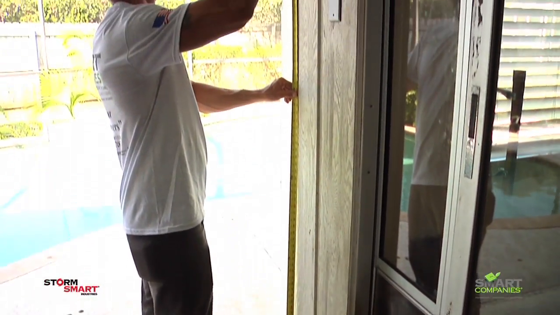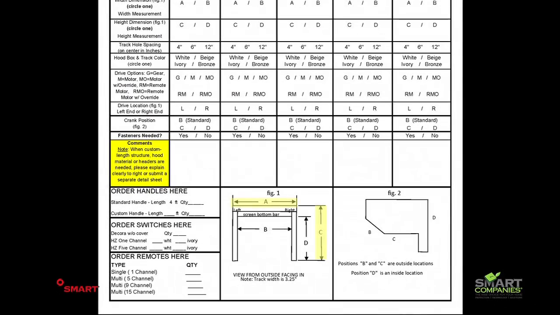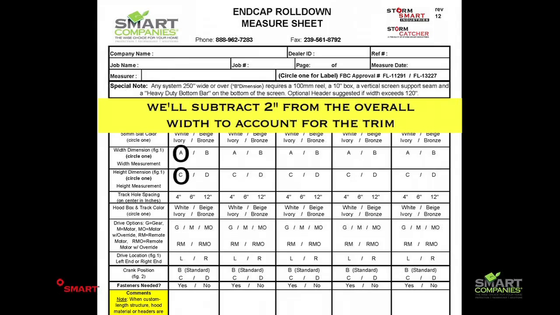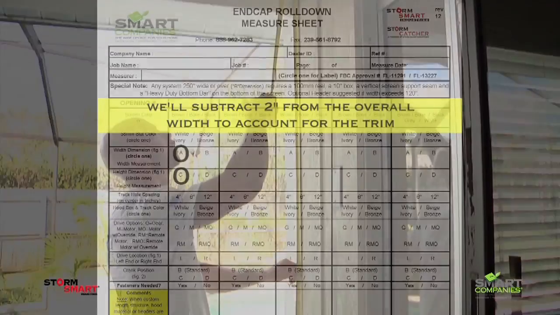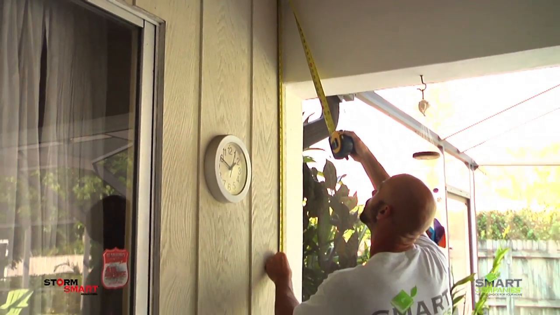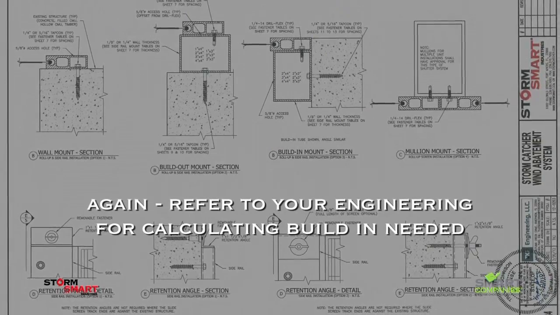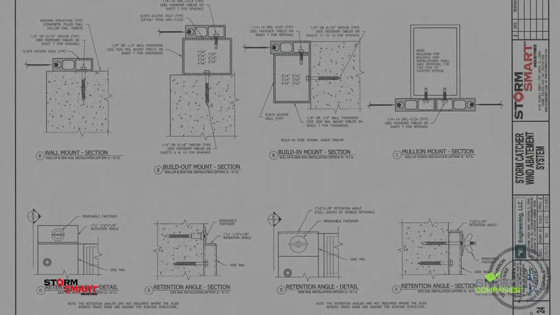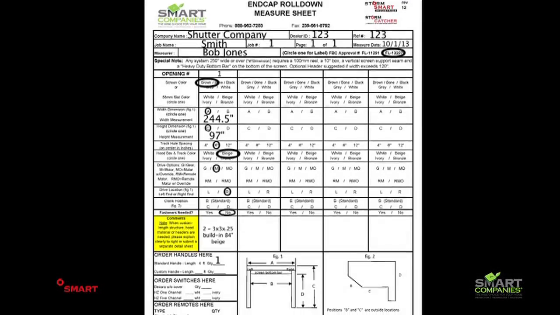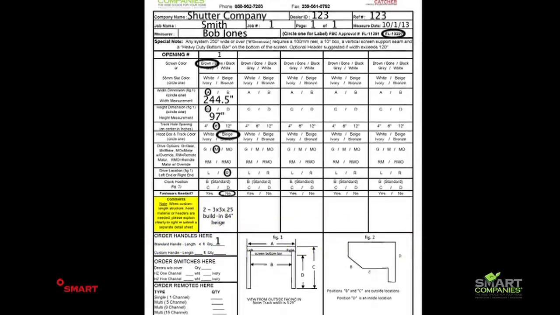In this case, we will use the A and C measurements because this opening is trapped. For our width, we'll subtract 2 inches for the trim from the A measurement and measure from the floor to the ceiling for our C height measurement. Both sides would need some sort of build-in here, for which we would refer to our engineering to figure out the appropriate build-in type. Once the measurements are taken and all information filled in for all openings, you are ready to place your order.